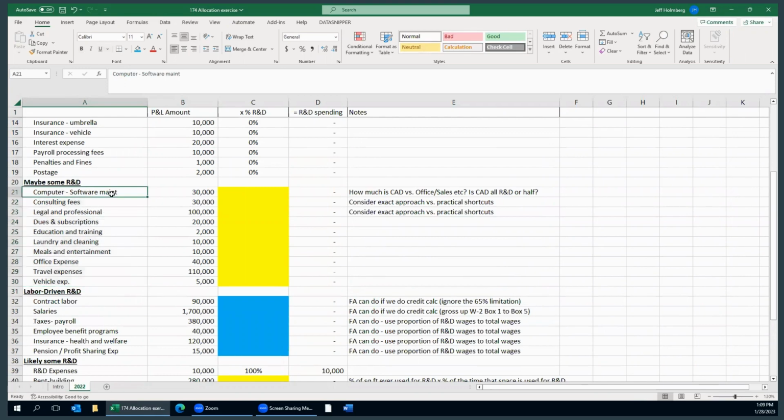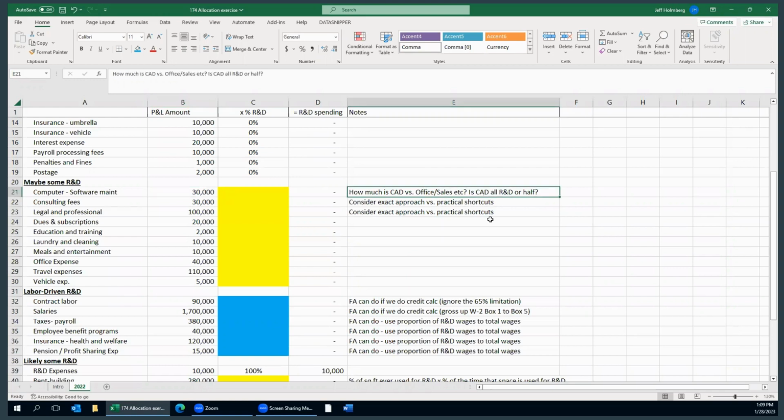Then we have this, maybe it's R&D, maybe it's not, who knows, unless we think about what's in there. Let's use computer software, for instance. This came from a company that has CAD software on a lot of people's computers. I'll bet you this $30,000 is licenses to have that software. But it could also be for having Microsoft Office and some different sales packages, and so it might not all be for design.